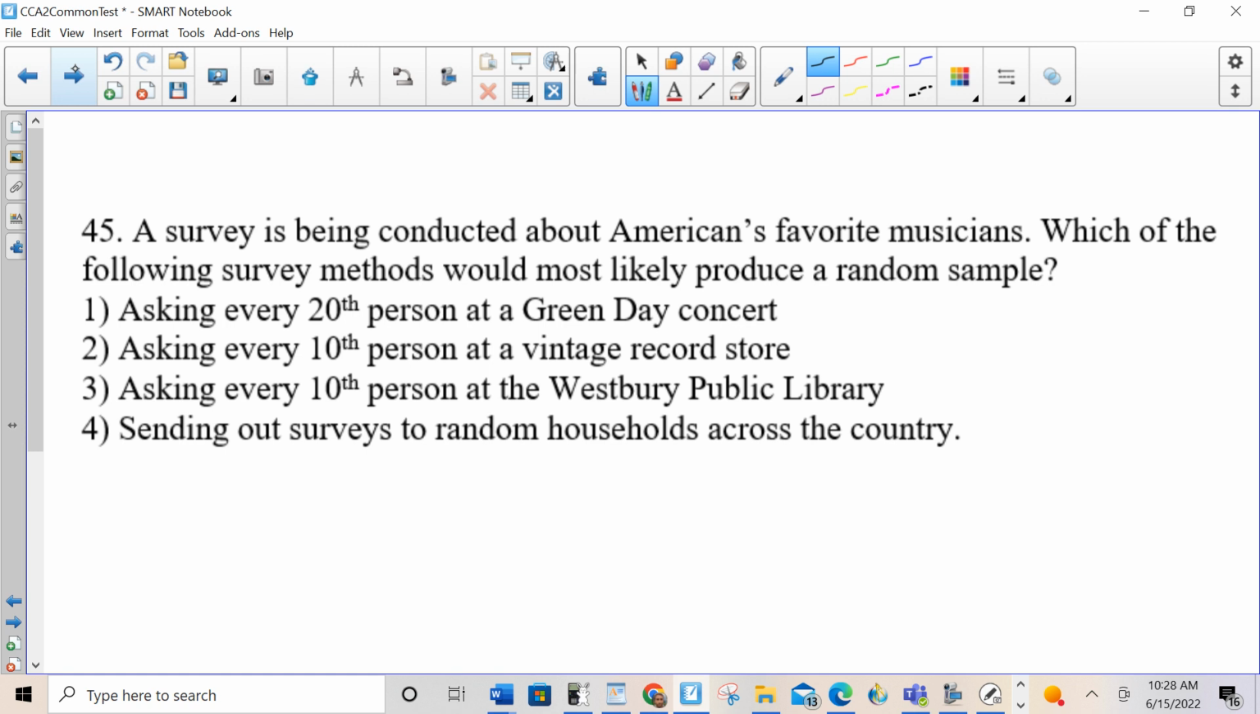That's the point. So, a survey is being conducted about Americans' favorite musicians. Which of the following survey methods would most likely produce a random sample? So it wants a good sample.